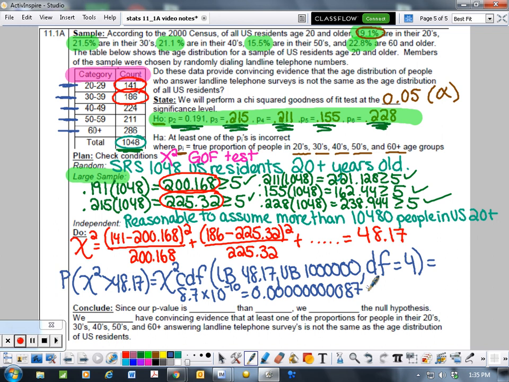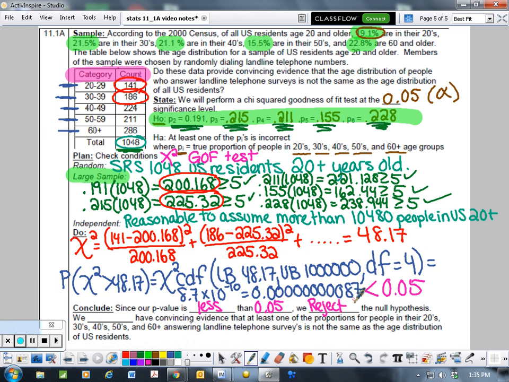Now, here's the other part that a lot of people do is they forget to compare it to our significance level. So is this less than our significance level of 0.05? If it is, we reject. If it's not, we draw a line through that symbol and we say we fail to reject. So since our p-value is less than 0.05, we reject H0.